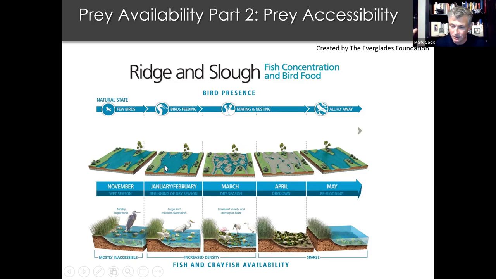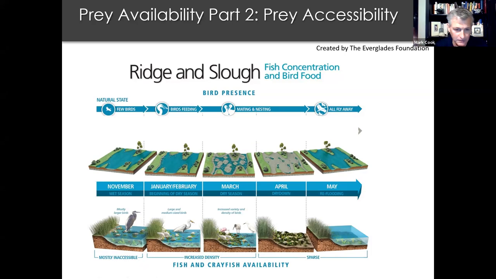And as that happens, the prey are all moving into these deeper areas. The area where these animals are inhabiting is much smaller, and so they start to concentrate, their densities increase. And that enables the birds to be able to feed on them. These birds are not great fishermen.